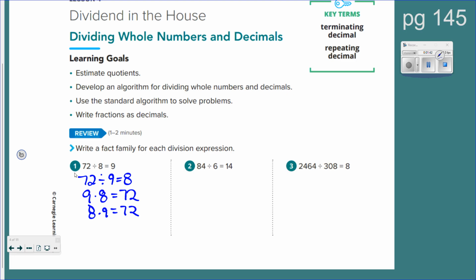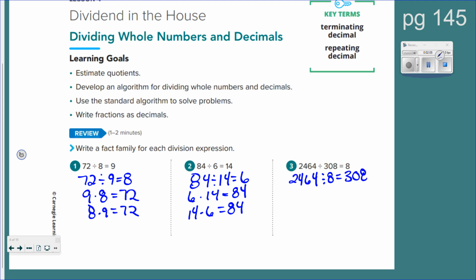Yep. All right, so number 2, you should have had 84 divided by 14 equals 6. 6 times 14 equals 84. And 14 times 6 equals 84. And number 3, you should have had 2,464 divided by 8 equals 308. 8 times 308 equals 2,464. Please cover your mouth. And 308 times 8 equals 2,464.